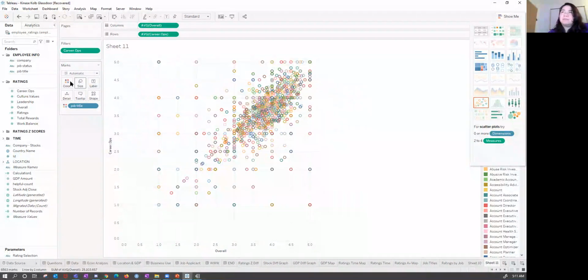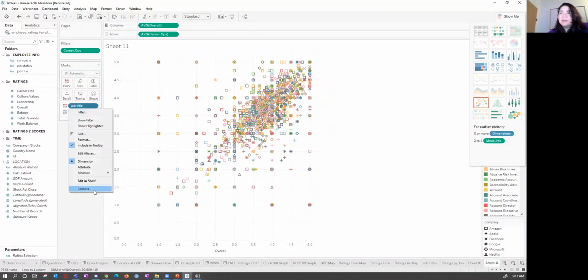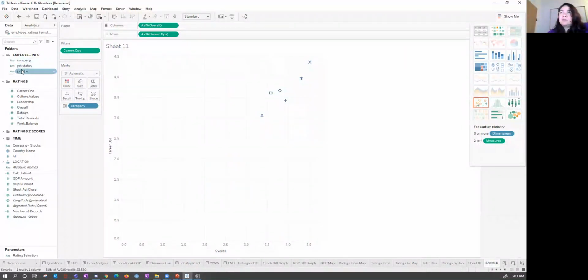Yeah, how it ends up looking and stuff. But generally speaking, for my data, I'm not interested in job titles at all. I'm really looking at these two. Job status as the shape. And of course you can put these on size as well.